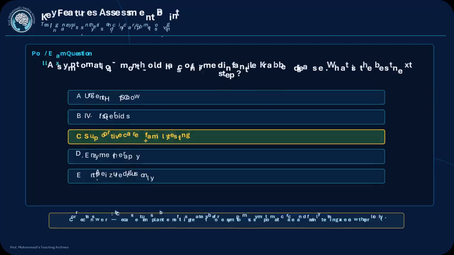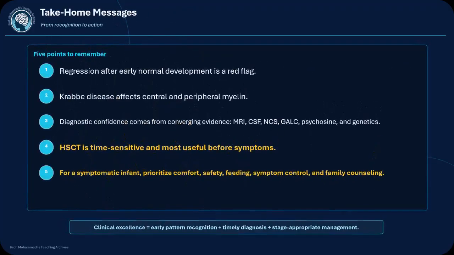Next slide, please. Let us close with 5 key take-home messages. First, regression after initially normal early development is always a serious warning sign. Second, Krabbe disease affects both central and peripheral myelin, so mixed upper motor neuron and peripheral neuropathy findings are diagnostically important. Third, confidence in the diagnosis comes from converging evidence: MRI, CSF, nerve conduction studies, GALC enzyme activity, psychosine level, and genetic testing. Fourth, HSCT is time-sensitive and is most useful before clear symptoms develop.